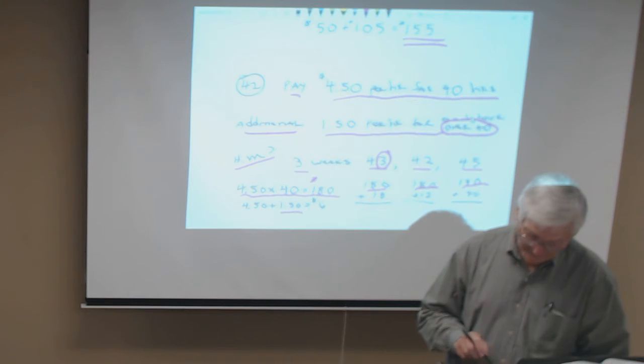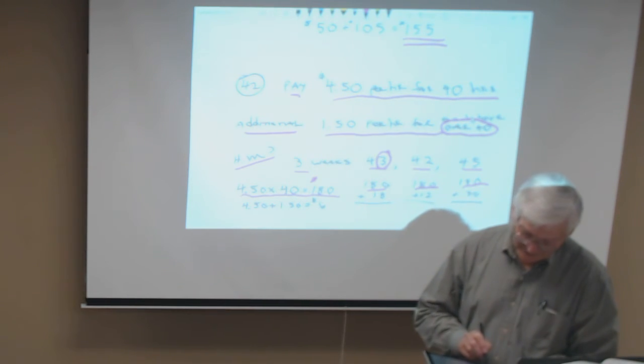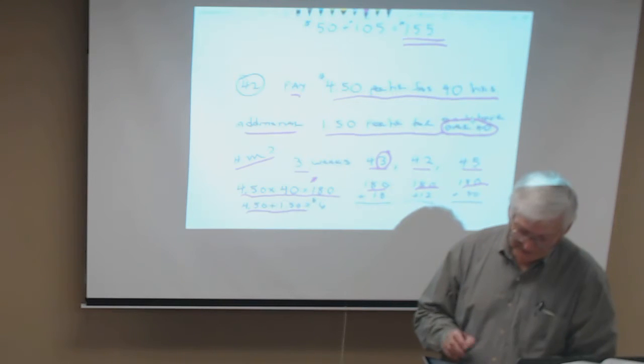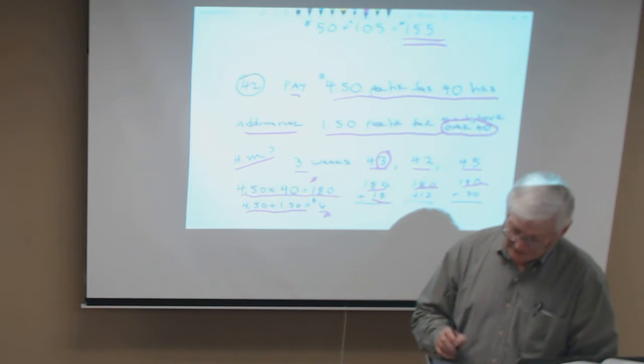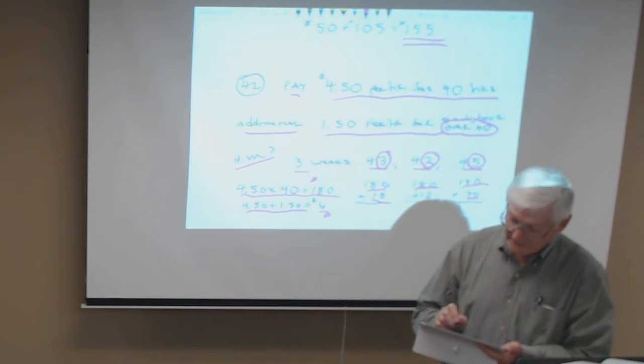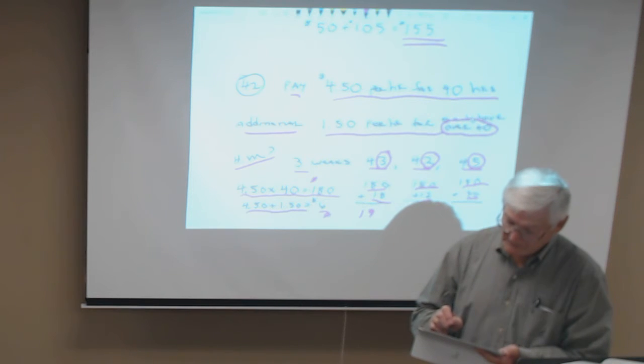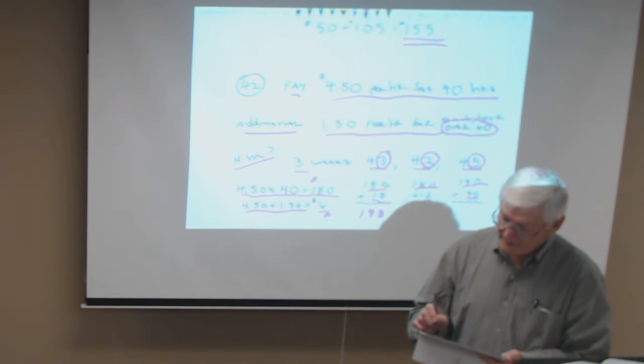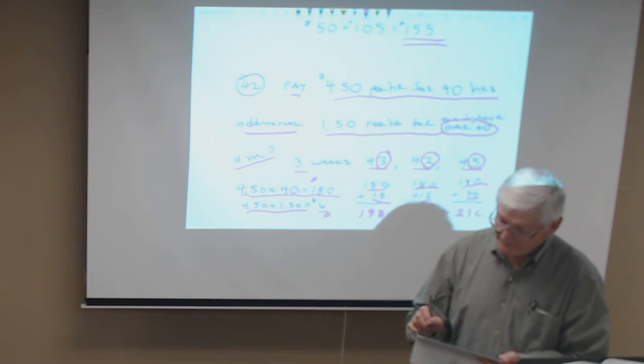No, I'm sorry. Not $1.50. For those 3 hours, he's making $4.50 plus $1.50. So he's making $6 an hour. So what's $6 times 3? 18. What's $6 times 2? 12. What's $6 times 5? 30. So how much pay did he get? 198 plus 192 plus 210. Everybody follow the process?